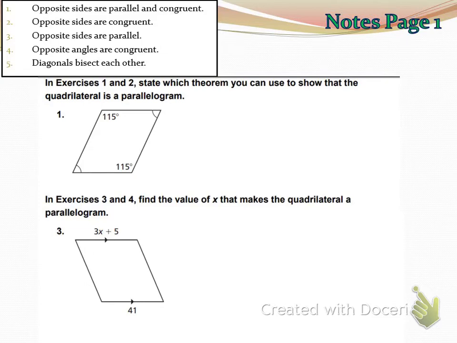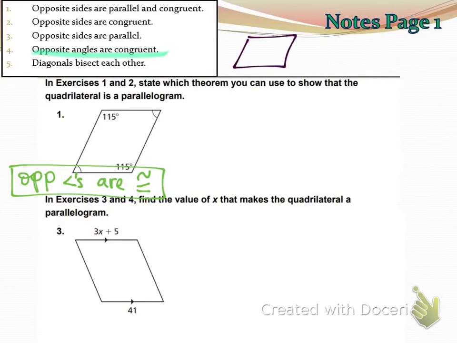So in our first question, we're only doing the first today, what do we have that could show we have a parallelogram? We have opposite angles are what? Congruent. So that's what we write. Opposite angles are congruent. That's it.